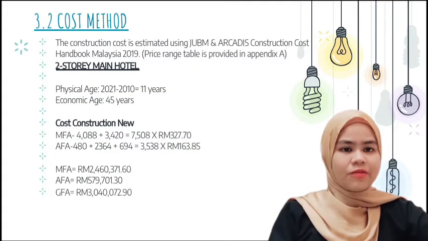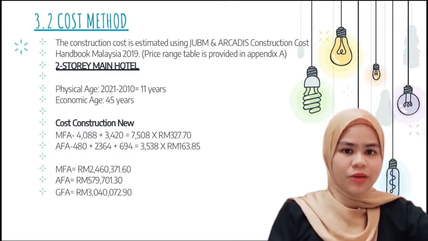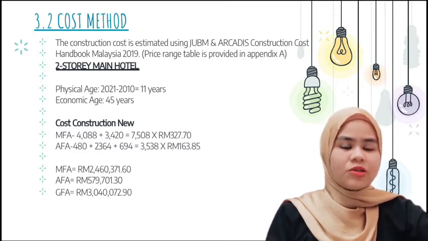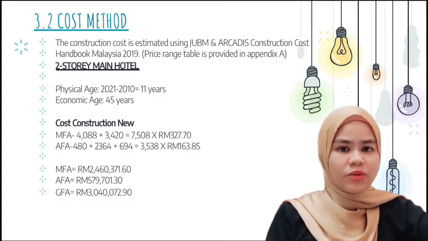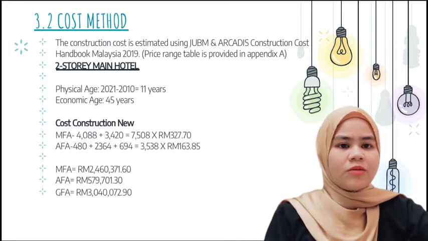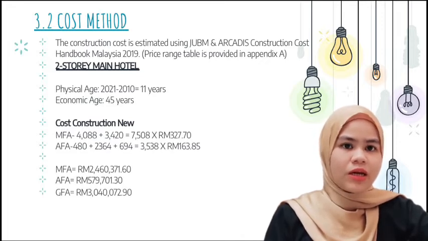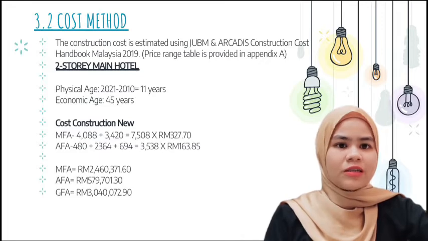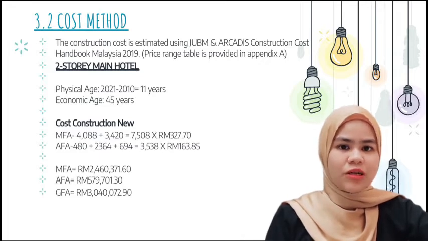Okay, so there are 4 buildings that we have to determine the market value for, which are the double-story main hotel, the 1-story function building or conference hall, the 1-story cafe or restaurant building, and the 1-story holiday hut. I will explain 2 of the 4 buildings, which are the double-story main hotel and the 1-story function building or conference hall. The other 2 buildings my friends will explain later.